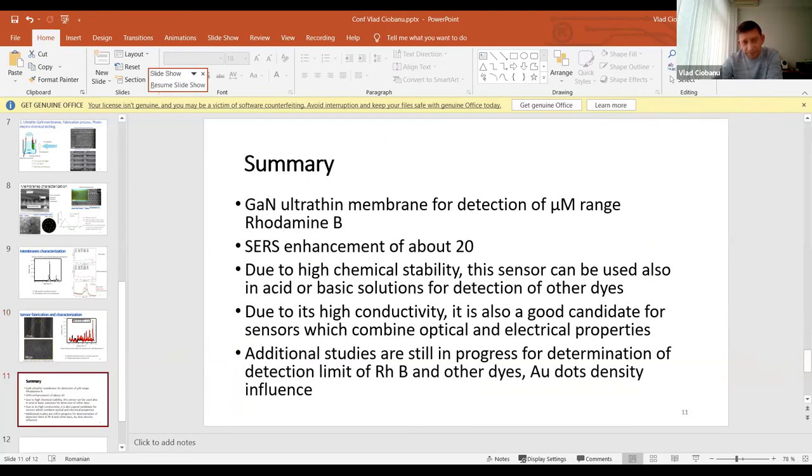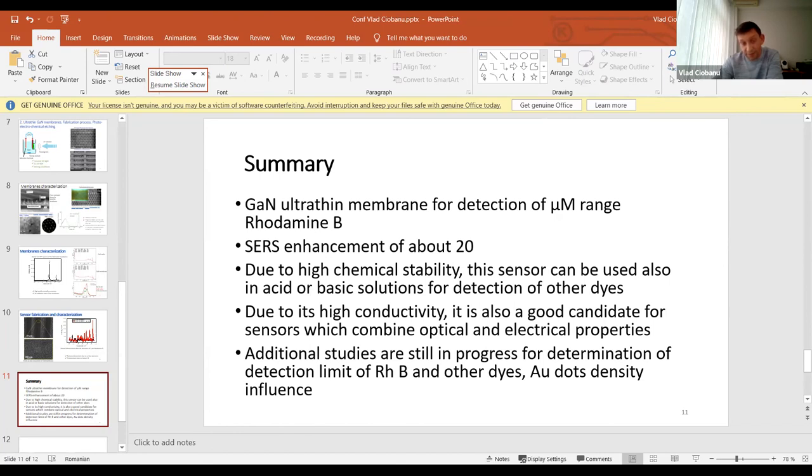So as a conclusion, we have fabricated these SERS sensors. We have demonstrated the possibility to detect rhodamine B in the micromolar range. The enhancement factor was about 20. I have to mention that due to its high chemical stability, the sensor can also be used in acidic or basic conditions for detection of other dyes as well. Also, due to its high conductivity because of the defects we induce into the material, it is a good candidate for sensors which combine optical and electrical properties of the material.